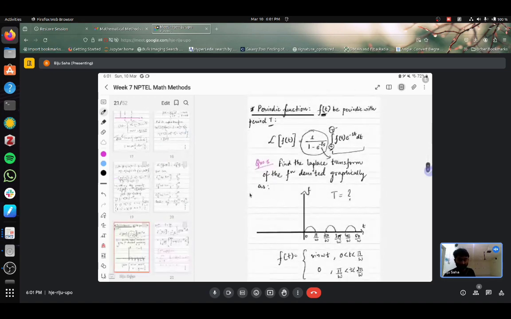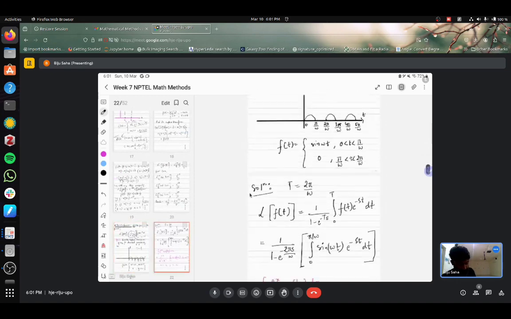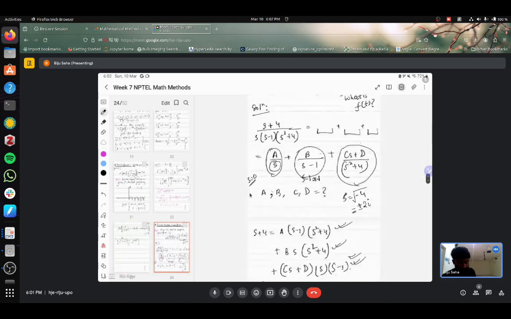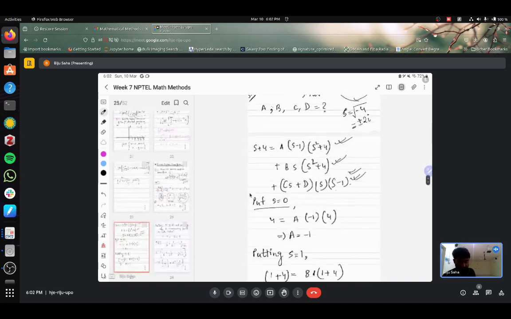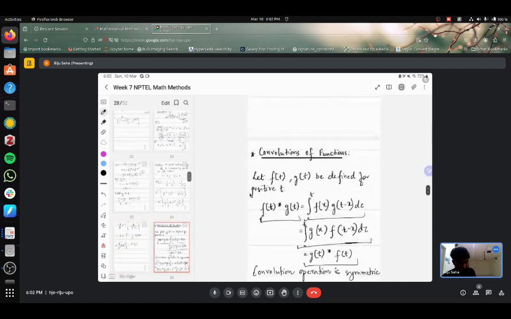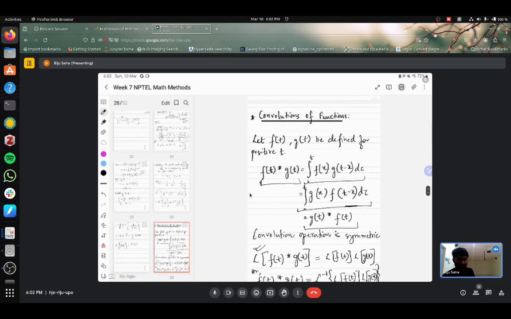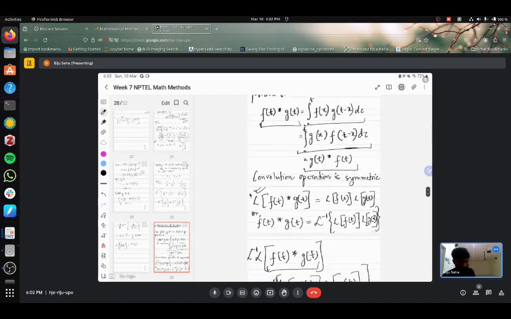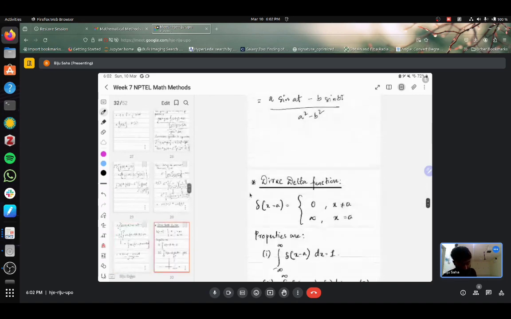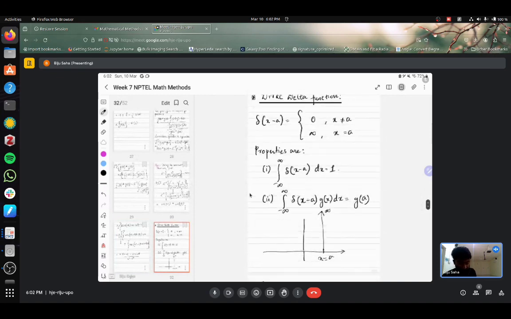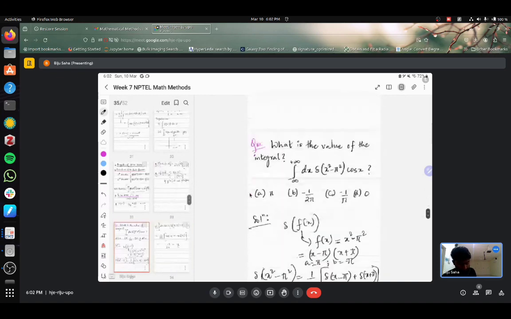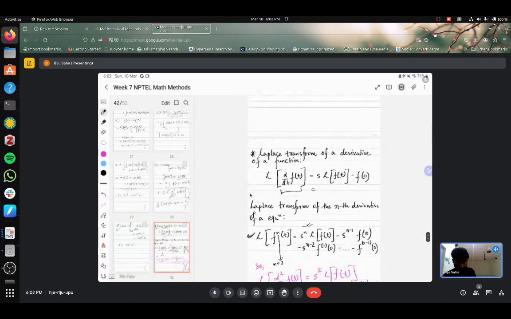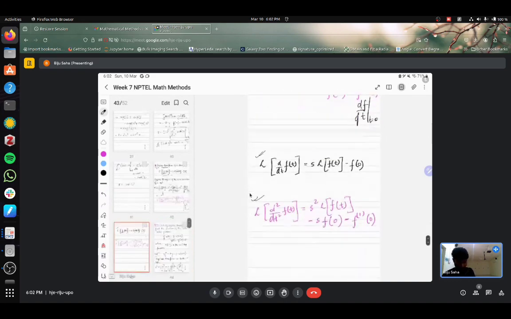The next was the periodic function. Now we did the inverse Laplace transform. We did this partial fraction method and split it into three known parts. Then the convolution operation. We did this convolution operation because it was helpful in finding the inverse Laplace transform. And various properties of the Dirac delta. And how the Laplace transform can help us solve differential equations, that is, what we did in the last two problems.